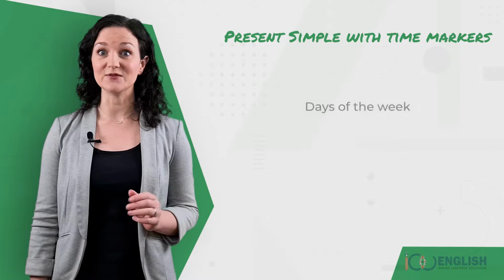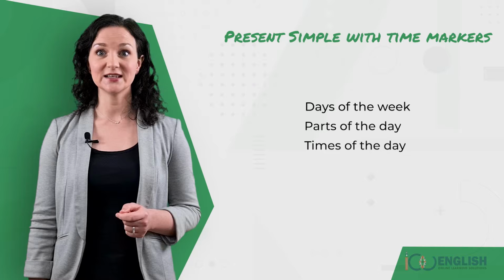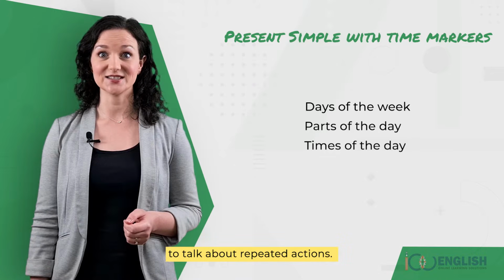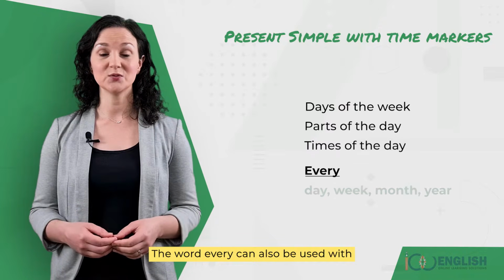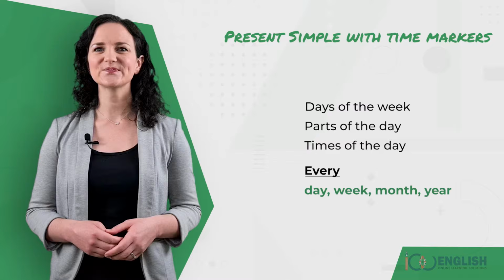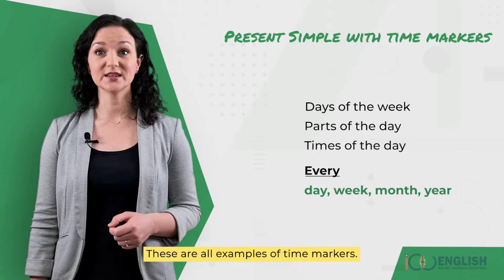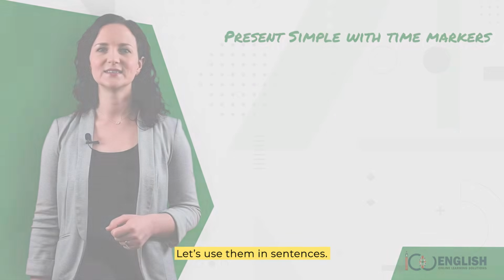You can use days of the week, parts of the day, and times of the day to talk about repeated actions. The word every can also be used with day, week, month, and year. These are all examples of time markers. Let's use them in sentences.